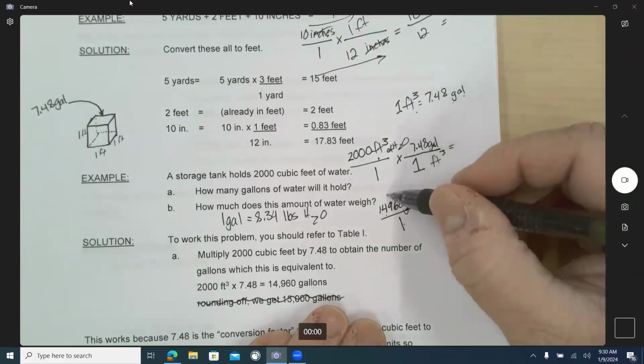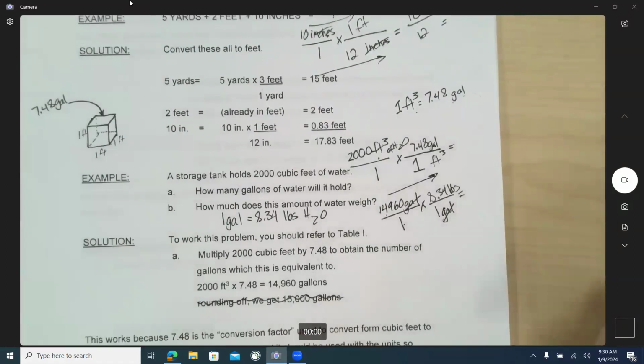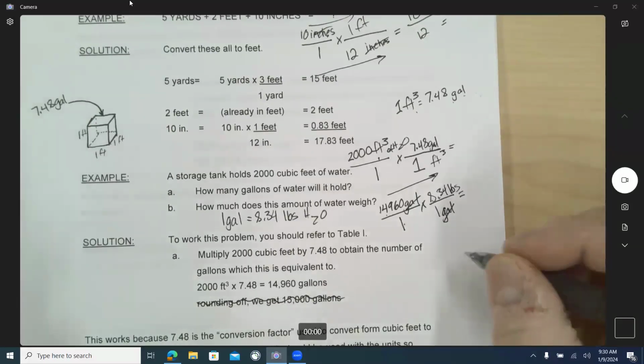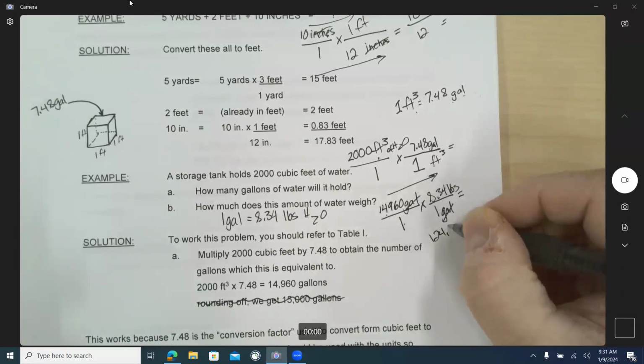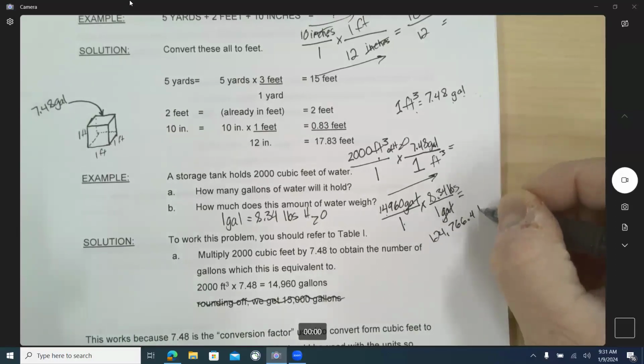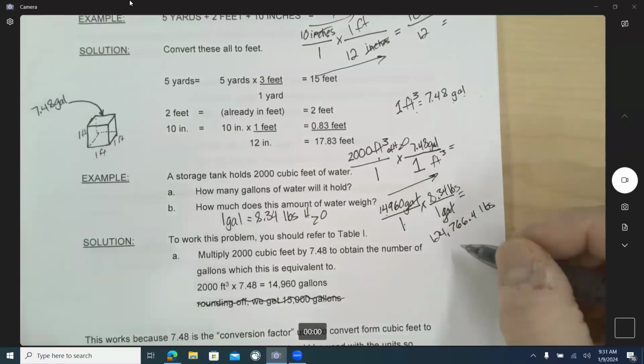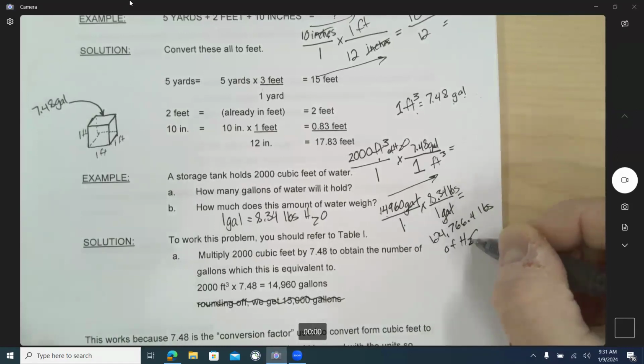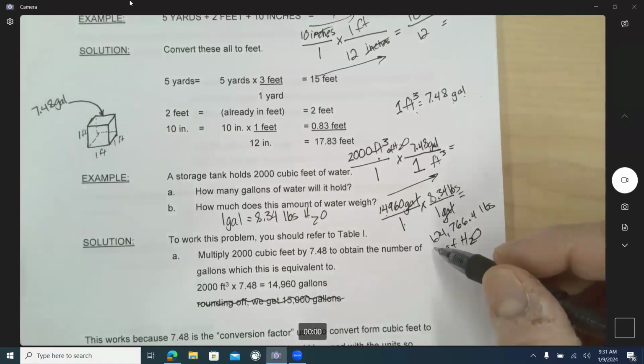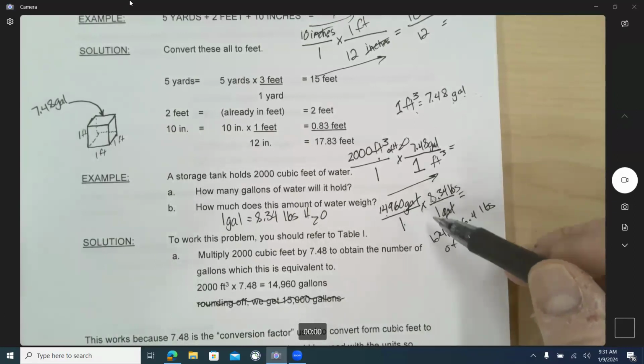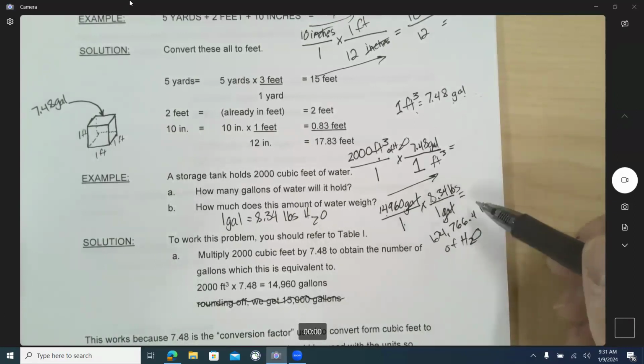14,960 times 8.34. Now this one I don't remember off the top of my head. 124,766. Let's see. My calculator would tell me yep, 124,766.4 pounds of H2O. So it doesn't take a lot of water to equal a lot of weight.